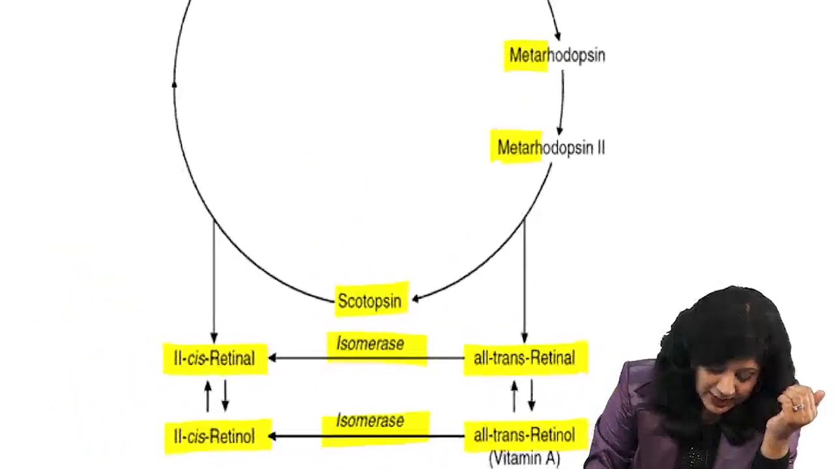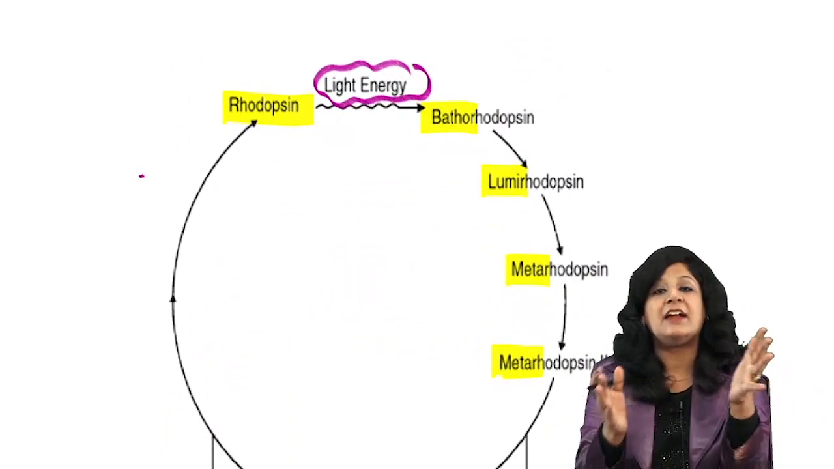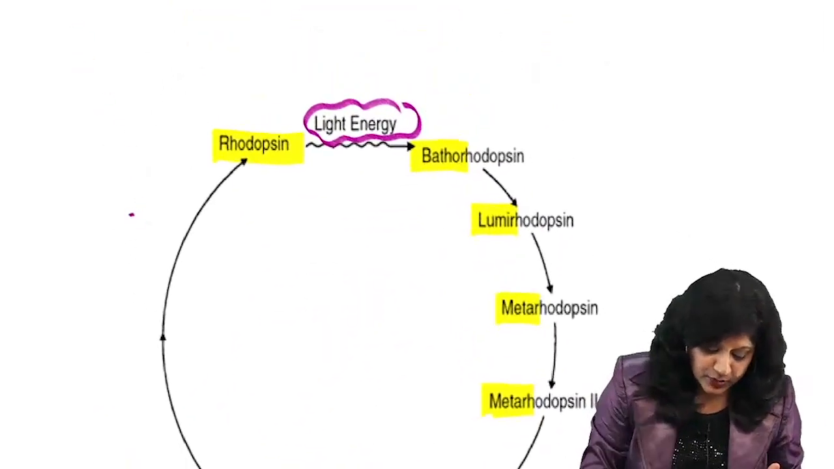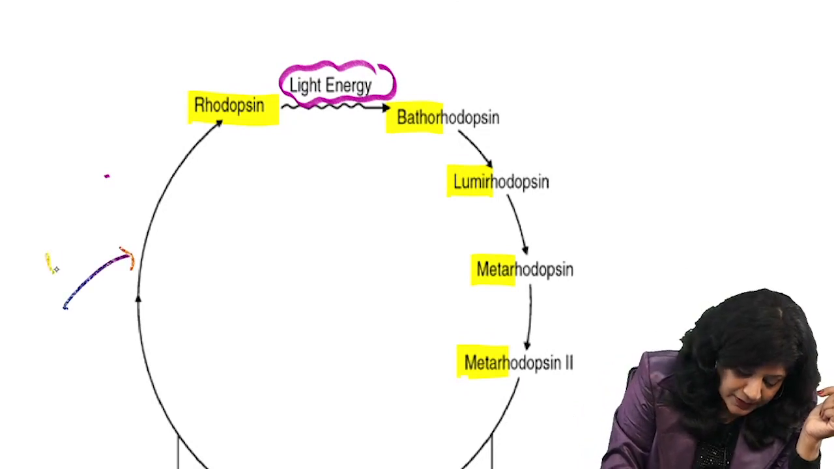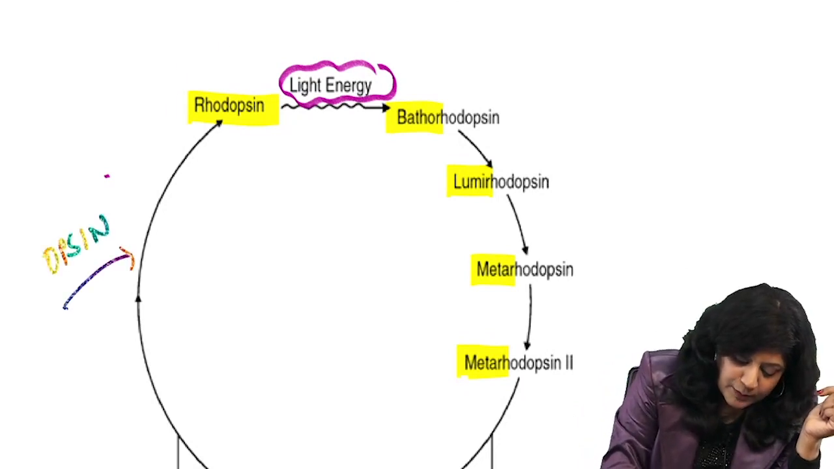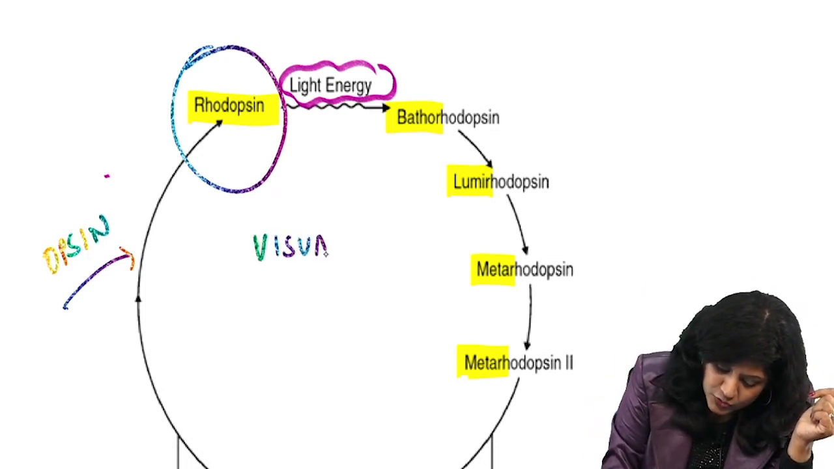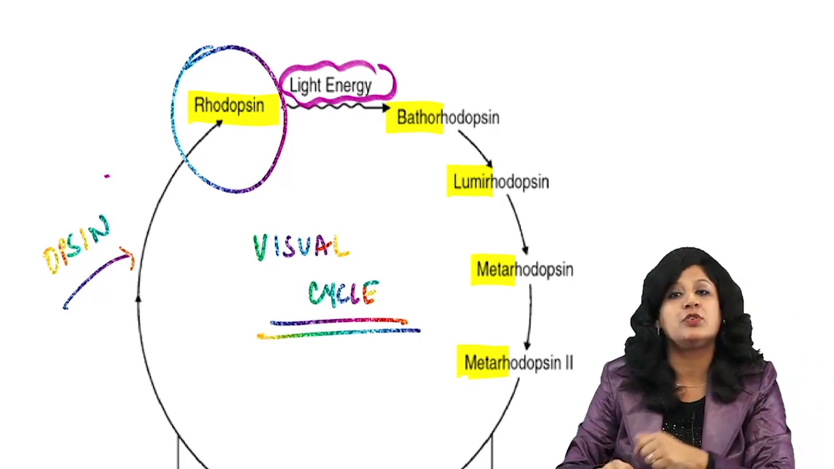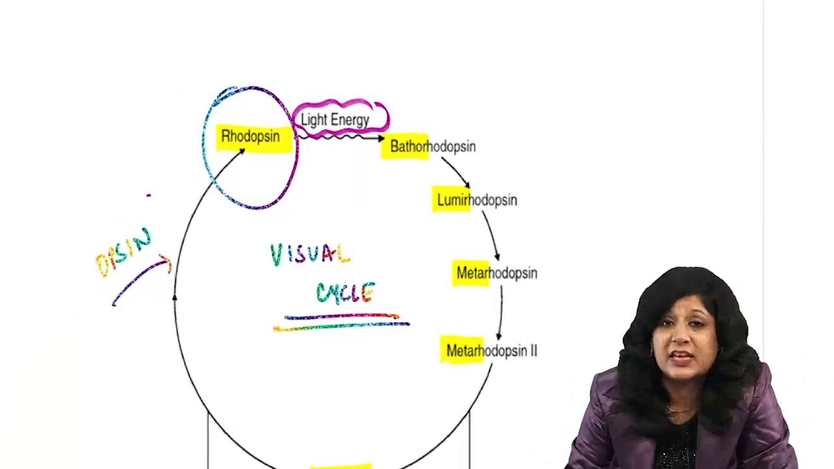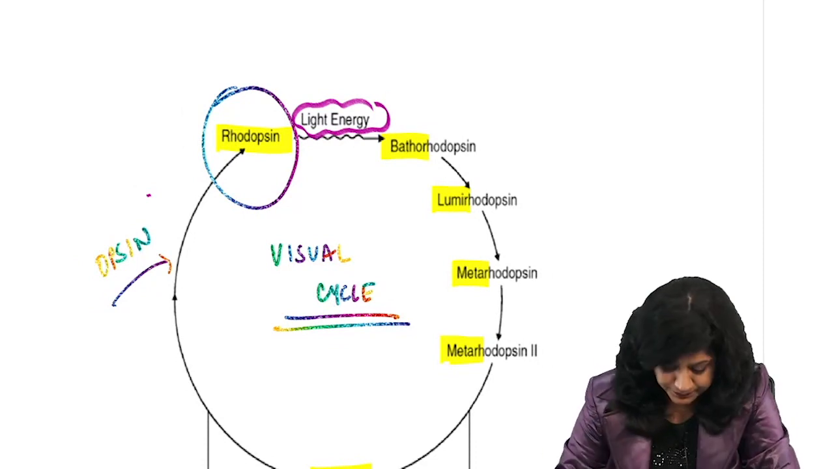Okay, now what is happening? 11-cis retinal and 11-cis retinol are now combining with the opsin protein, and when they combine with the opsin, they will be forming the rhodopsin again. So this is your visual cycle, or the rhodopsin cycle. I hope this is very, very clear. This we have covered in the notes also.